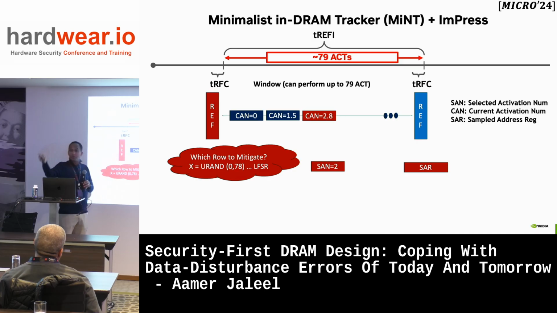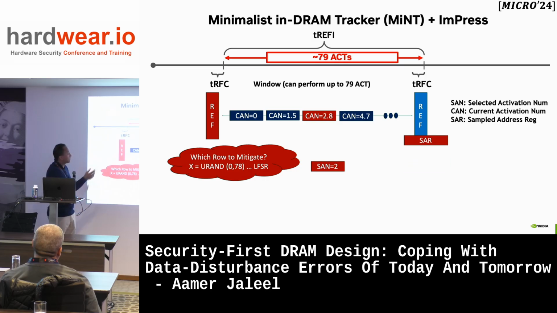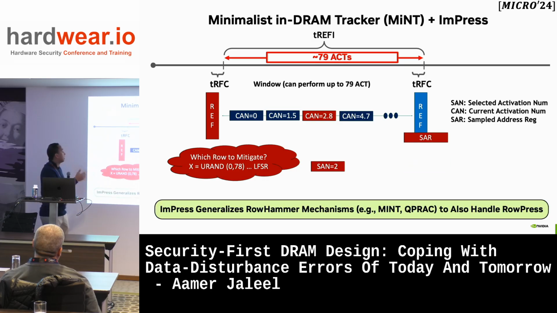Let's say the next row was also opened and kept open for a little time. Now the value becomes 2.8. This value is greater than your selected activation count, so you sample that in, and voila. Now what you've done is you've converted RowPress into RowHammer. And this concept of Impress, which was presented at MICRO last year, generalizes RowHammer mechanisms to also handle RowPress. You can incorporate this in Mint, you can incorporate it in QPRAC, and so on.